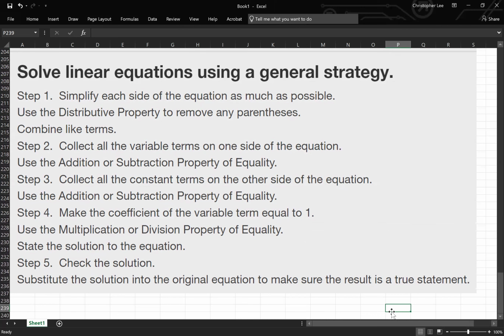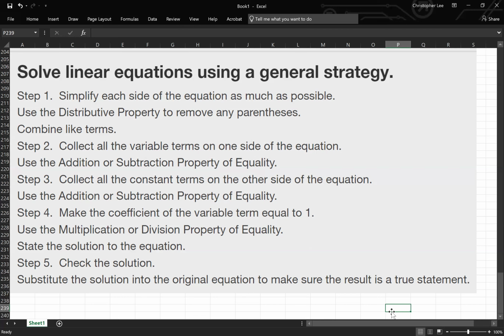Step two, you want to collect all the variable terms on one side of the equation, using the addition or the subtraction property of equality. What that is saying is, remember how in our last problem we had to add the number to the other side, or sometimes you might have to subtract the number to the other side. That's what that means.